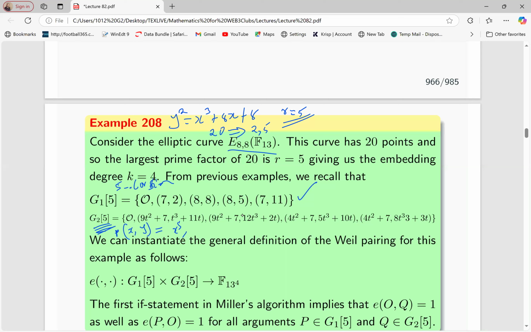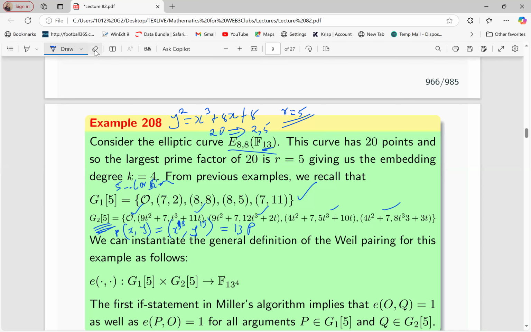No, not 5. In this case it is 13, because our mode is 13. X raised to 13, y raised to 13. Now, we want points where x raised to 13, y raised to 13 will be the same as 13P. So those points are this, and there will be 5: 1, 2, 3, 4, 5. We looked at that in our last lesson.